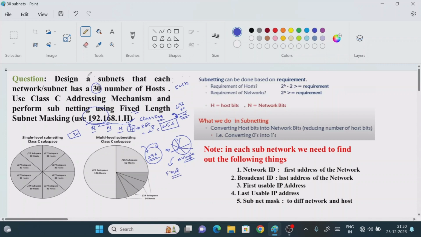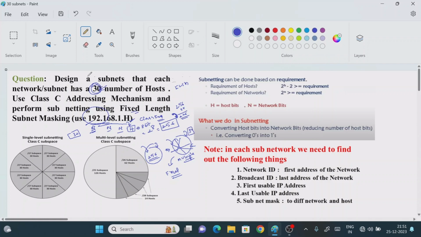In fixed length subnet masking, the size of each subnet should be the same. You cannot take one subnet of one size and another subnet of some other size. Fixed length means the size of each subnet should be the same. The requirement given is that you divide this network so that each subnet supports a minimum of 30 hosts.